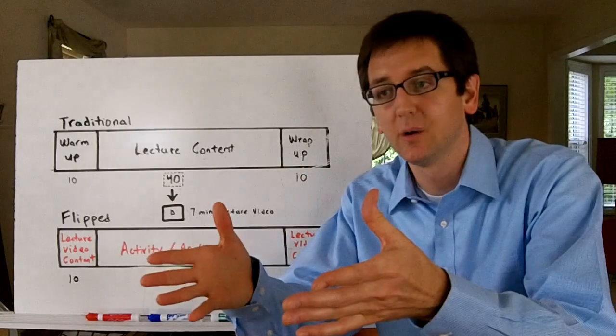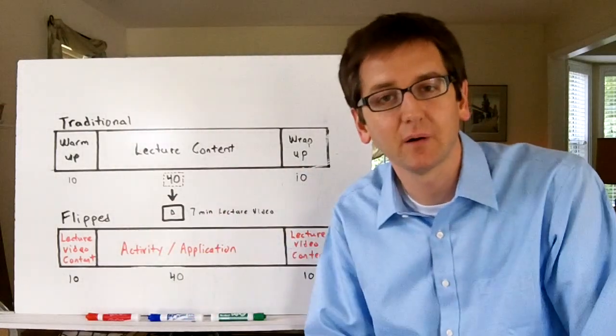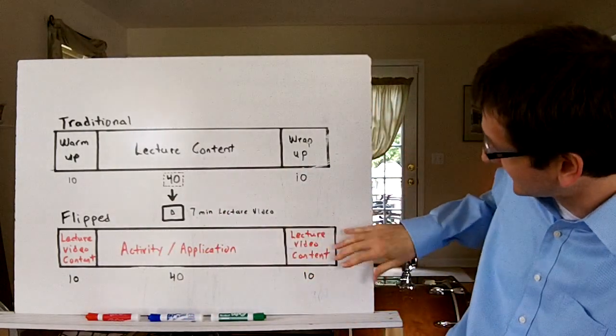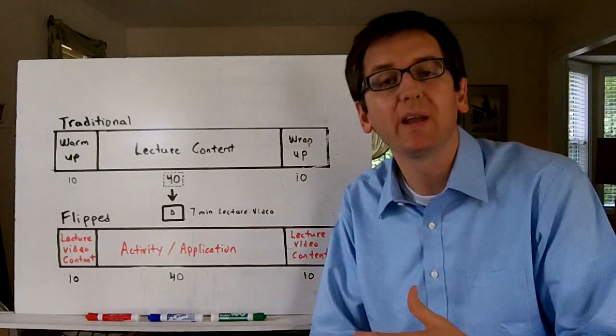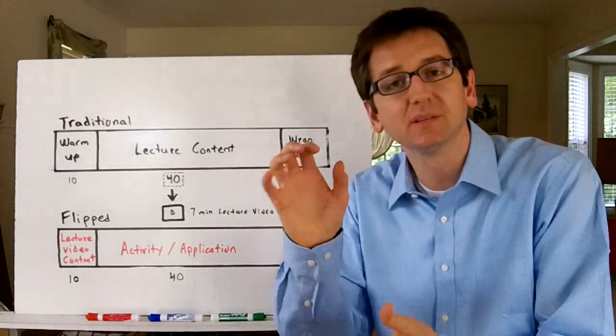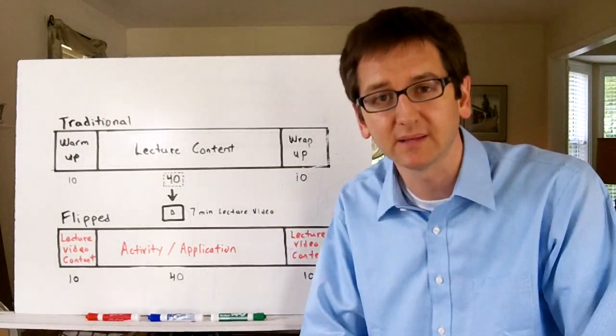Then we transition into the main event in a flipped classroom, which is the activity or application. You have students work collaboratively to create their own learning. And at the end of the class period, we have 10 minutes at the end, we can watch that lecture video again and students can fill in the notes they missed.